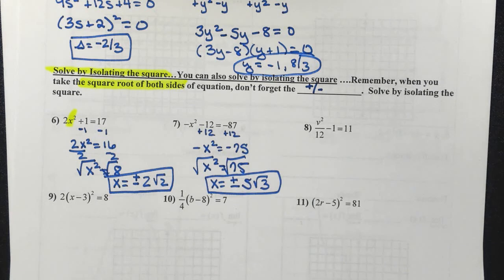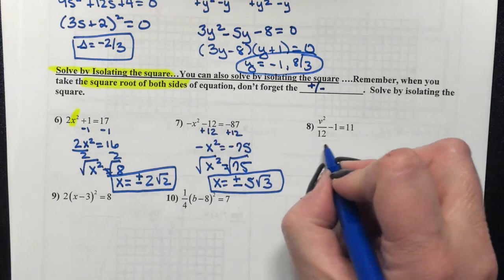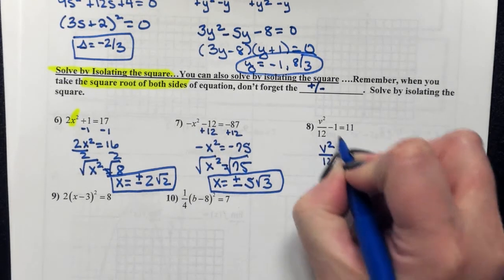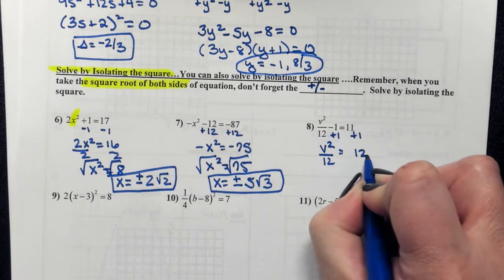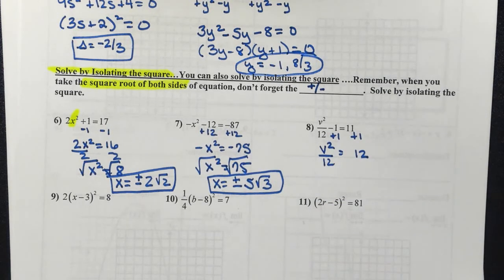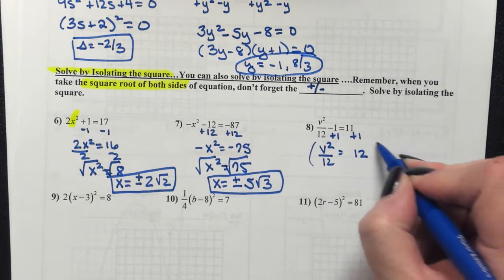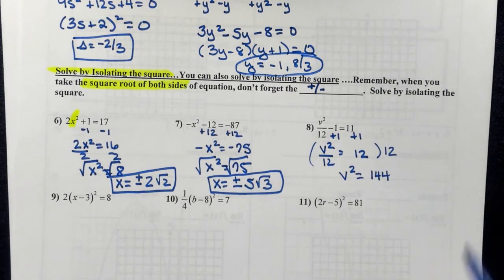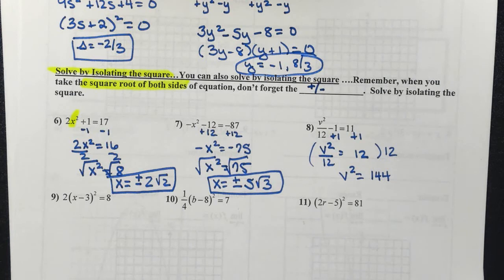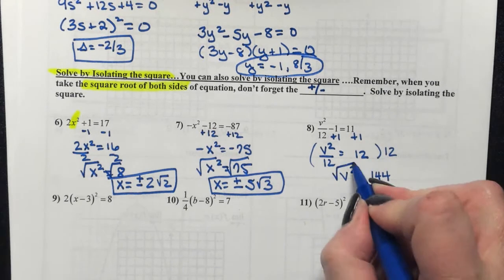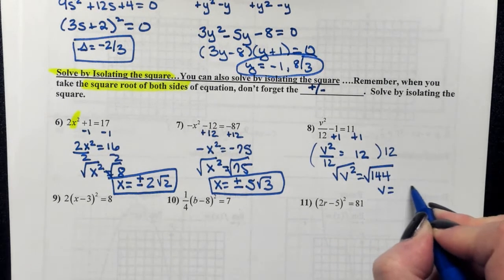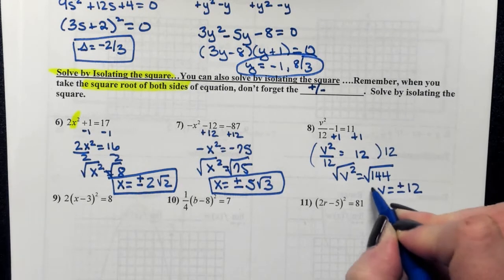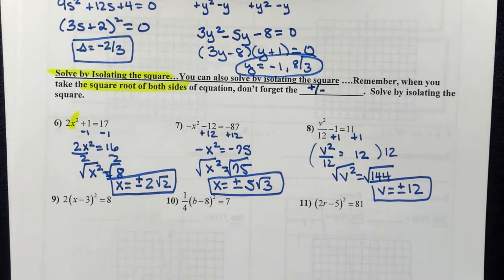What's going to be the first step in number 8 to get that v squared by itself? Plus 1. So I have v squared over 12 is equal to 11 plus 1, which is 12. What's next? Multiply everything by 12. So v squared is equal to what? 144. Now I can take the square root, and what is the square root of 144? 12. And again, is it just 12? Plus or minus. So don't forget about that plus or minus.